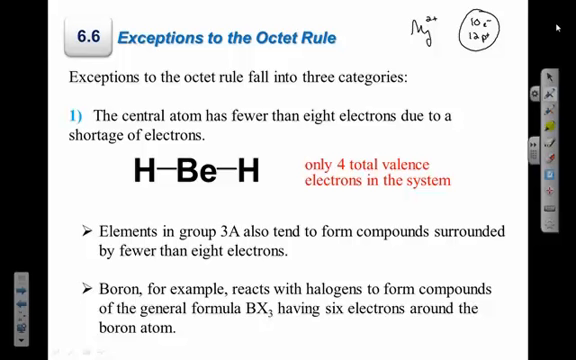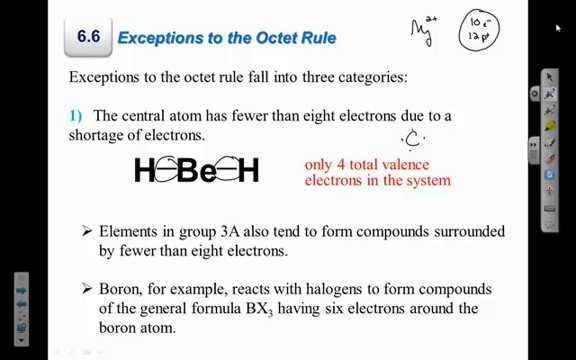So if it forms 2 bonds, like with 2 hydrogens as shown there, does that give it a noble gas configuration? No, I've got 4 valence electrons. Which element is that similar to? Carbon, right? Carbon has 4 valence electrons if it's not bonded to anything. That's not a noble gas. So beryllium with 4 valence electrons is not making a noble gas configuration. That's what makes it an exception to the octet rule.